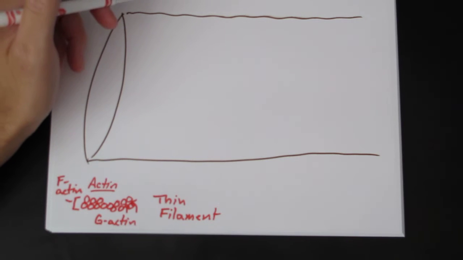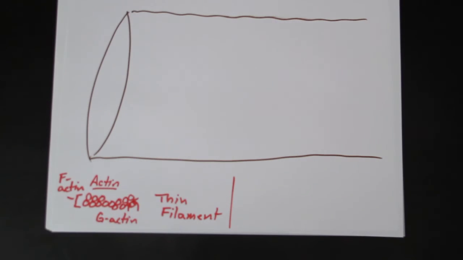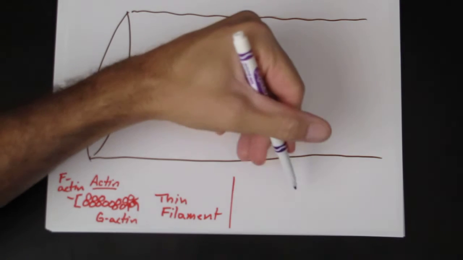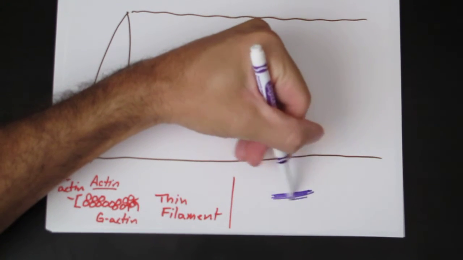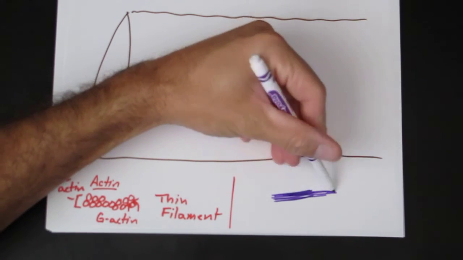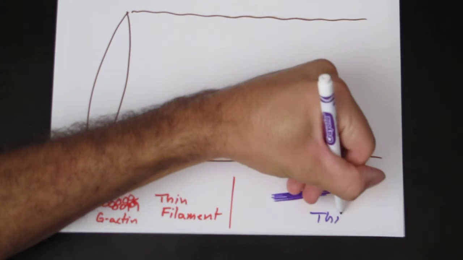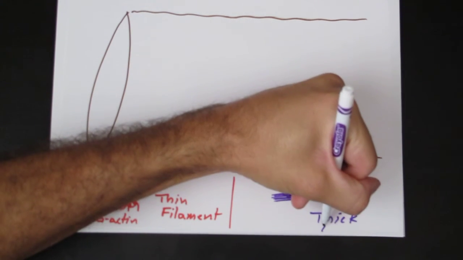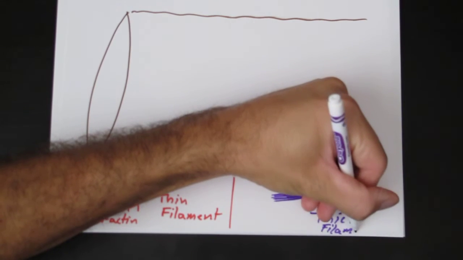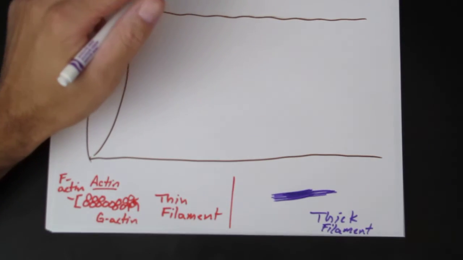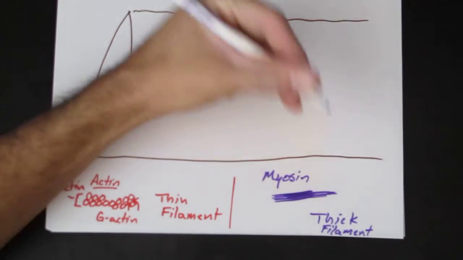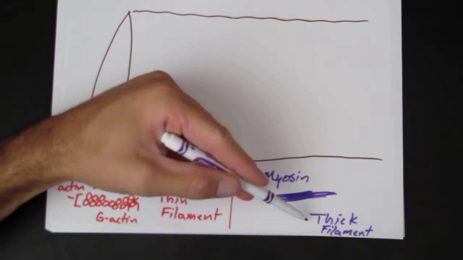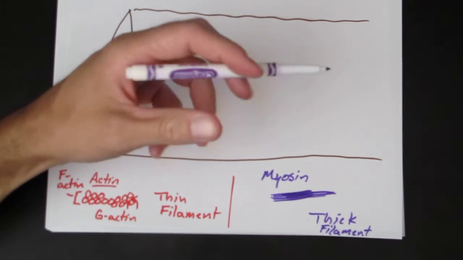Now, the other thing that we are concerned with is myosin. Myosin is made up of much heavier proteins than actin. And when we get multiple myosin proteins together, we get what we call thick filaments. Again, we usually use myosin and thick filament synonymously with each other.